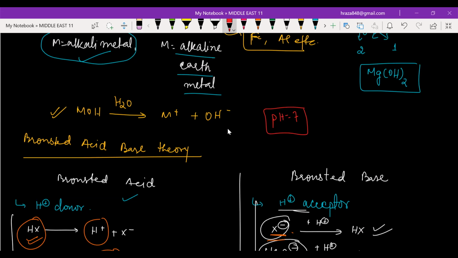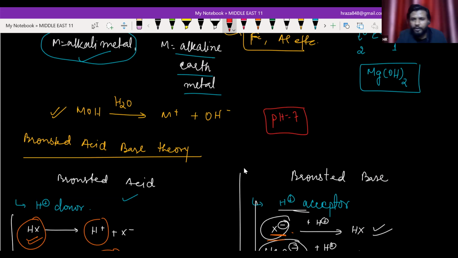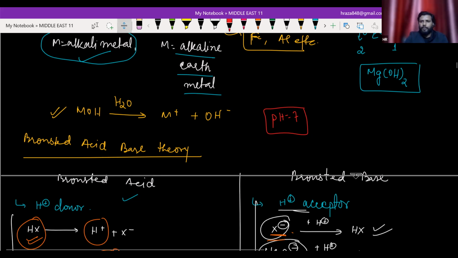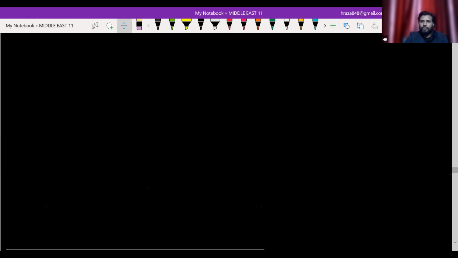Okay sir. So if there is a decrease or increase in temperature, will that affect the pH? Yeah, it will. It will affect the value of pH. Basically, we will discuss it when we complete buffer solution.